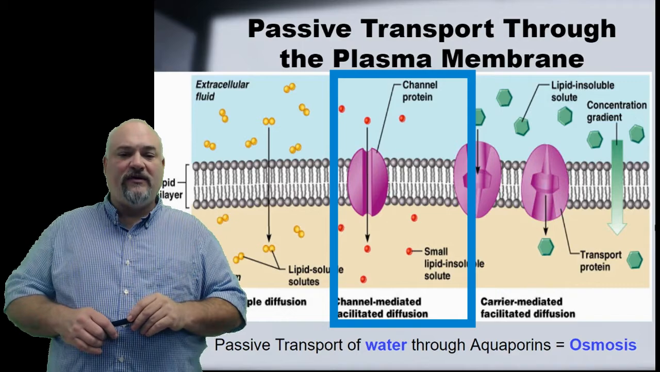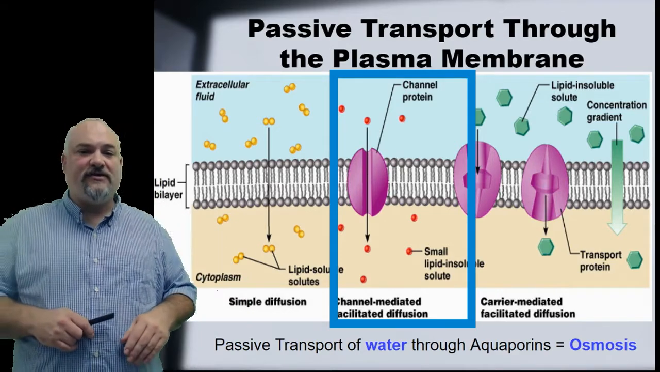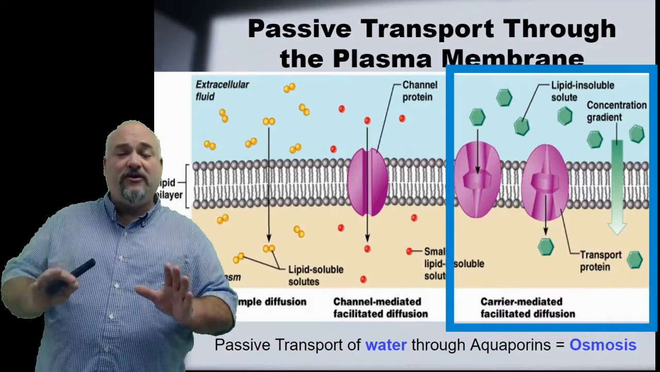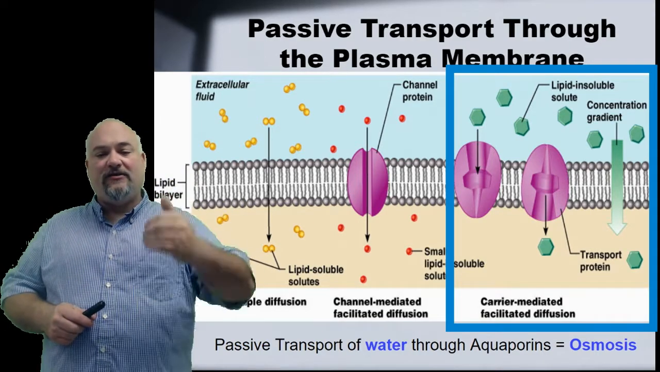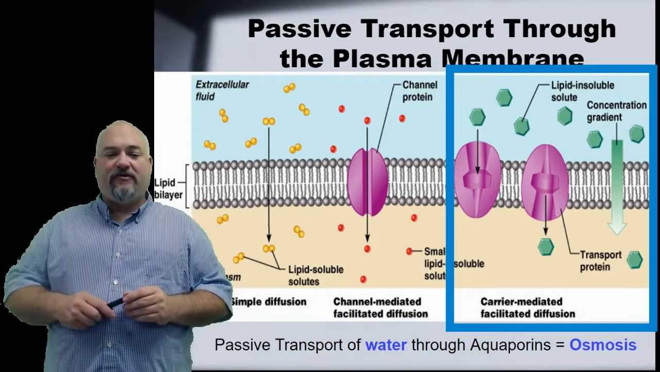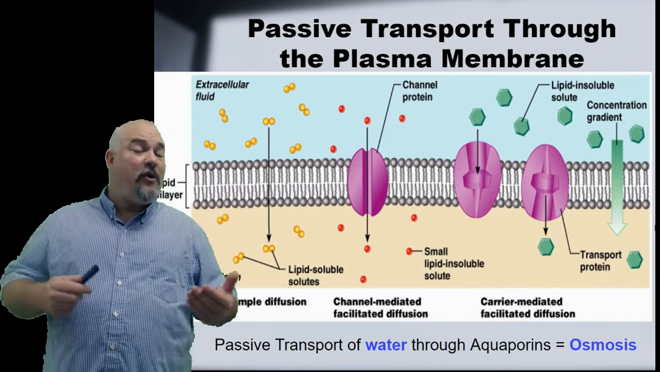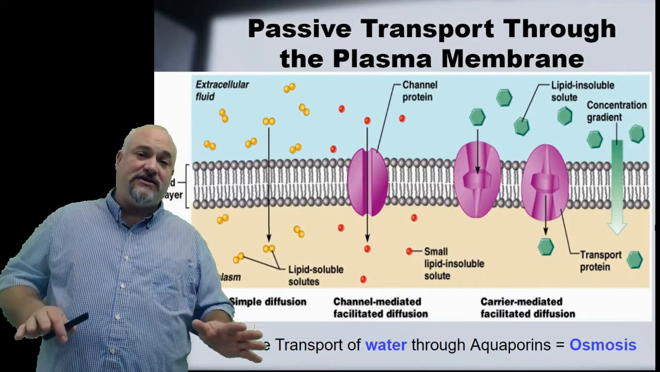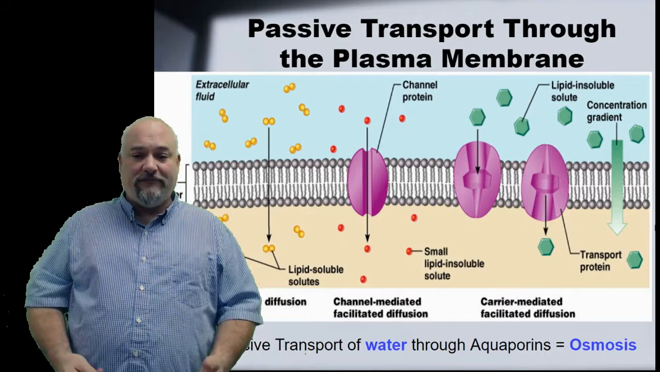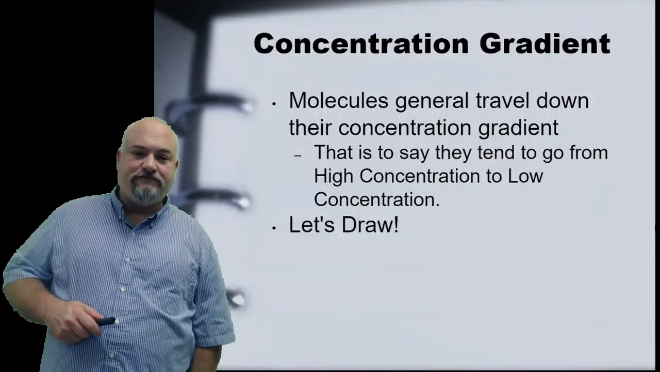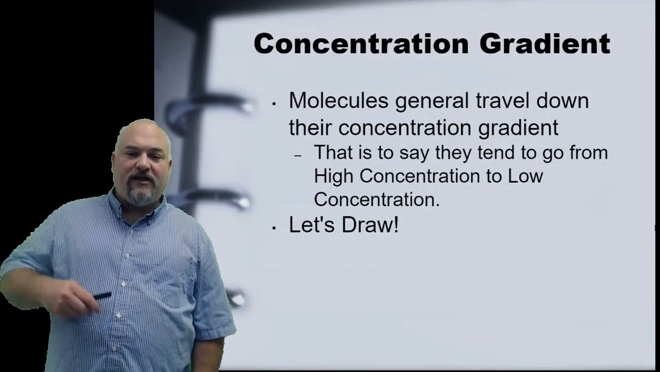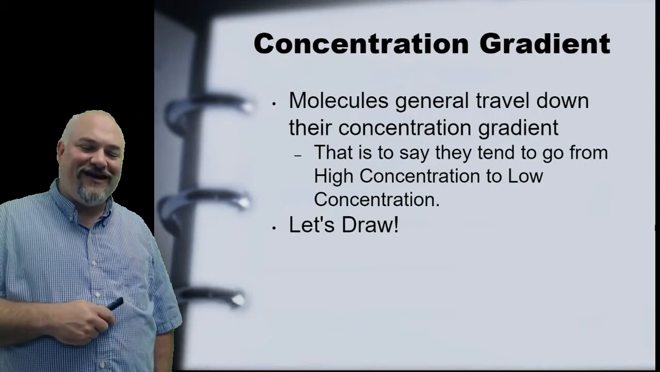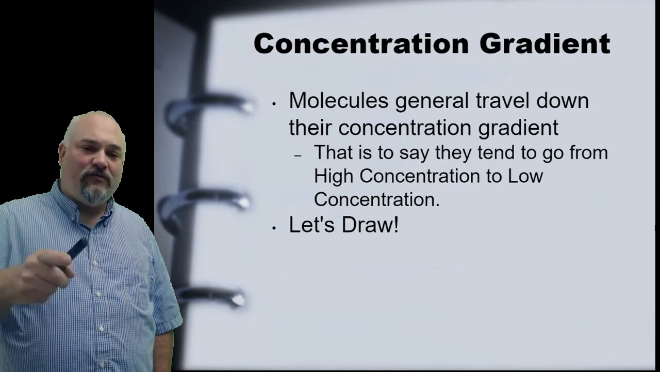So we got a channel protein here where the red small lipid-soluble proteins are getting through. And then we have transport proteins for these bigger ones. And they're all specific to certain molecules, so only certain things get through, but still going from high to low concentration. And just wanted to remind you that water is passively transported through aquaporins, and water is a special case, a very important case, so we actually call that osmosis. It is diffusion of water across a membrane. We call it osmosis. All right. So molecules travel down their concentration gradient. That is to say, they go from high to low concentration. And if I haven't already done the concentration gradient on the whiteboard, we'll do it right now.